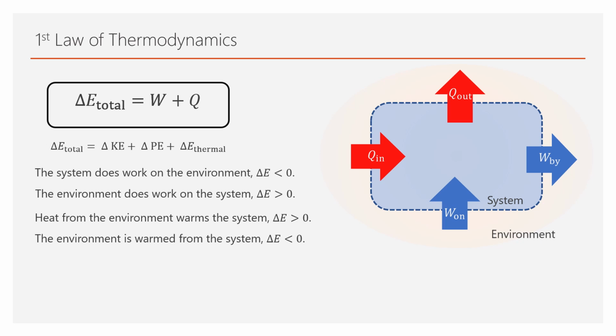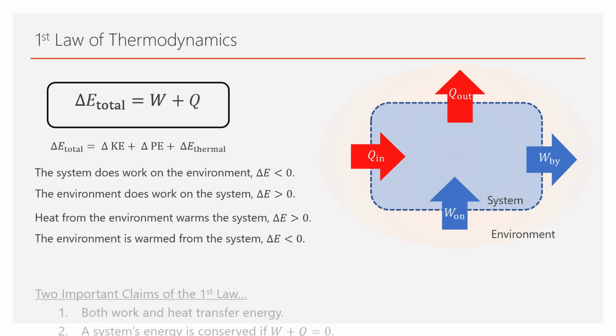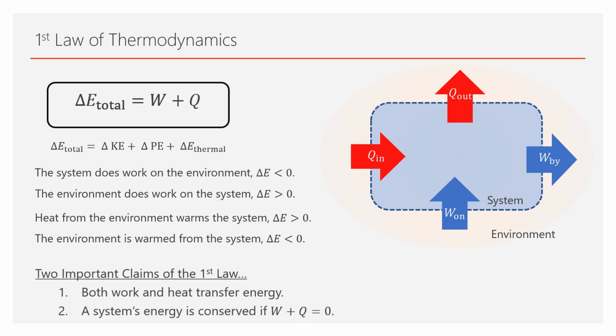The change in kinetic and change in potential energy is sometimes referred to as the change in mechanical energy of a system. This first law of thermodynamics makes two important claims. It claims that not only work but also heat are methods of transferring energy into or out of a system. And it also claims that the energy of a system is conserved if the total work plus the total heat add up to 0.